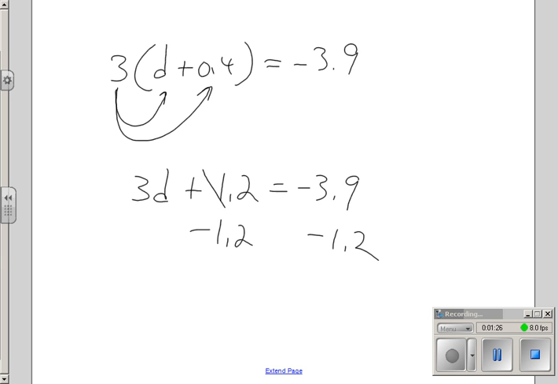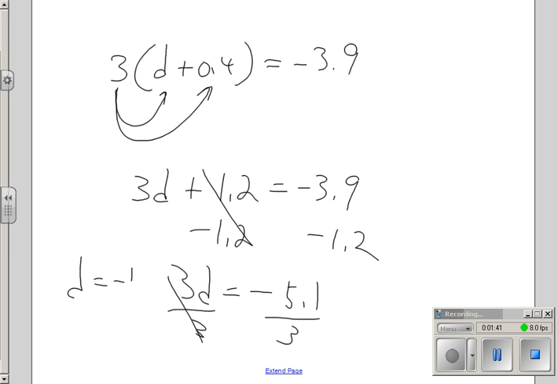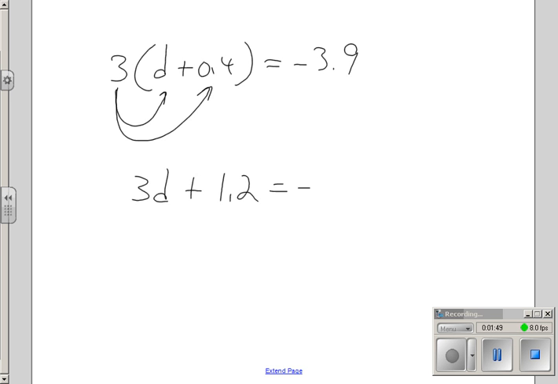Subtract 1.2 from both sides. I get 3d equals negative 5.1. Divide both sides by 3. And I end up with d is equal to whatever 5.1 divided by 3 is. I think it's negative 1.7. Okay? That's what you could do first. However, there's another way to do it.